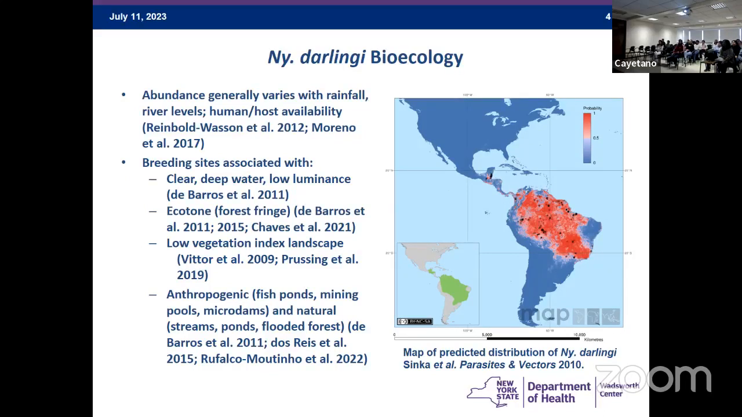They like a low vegetation index. What does that mean? It means they aren't usually found in big shady forests. They're found where there's a break in the forest, where there's an opening in the forest, much more so than actually deep in the forest.